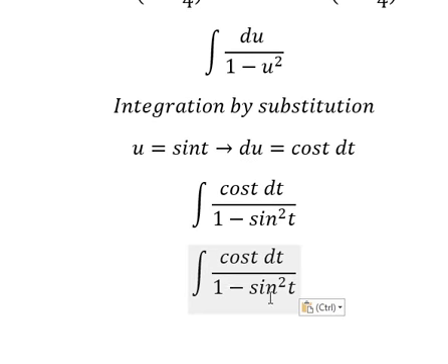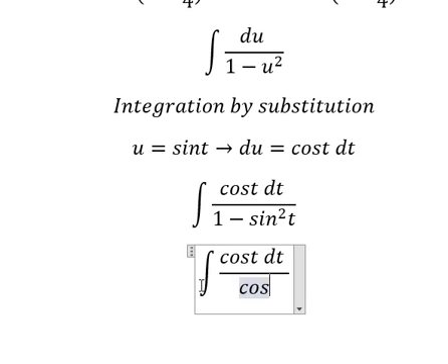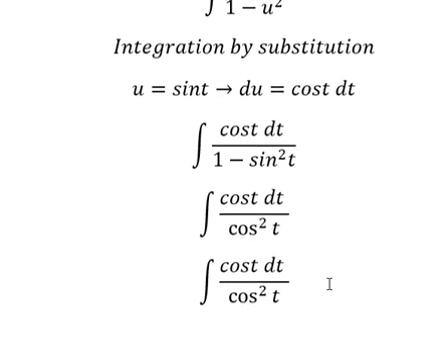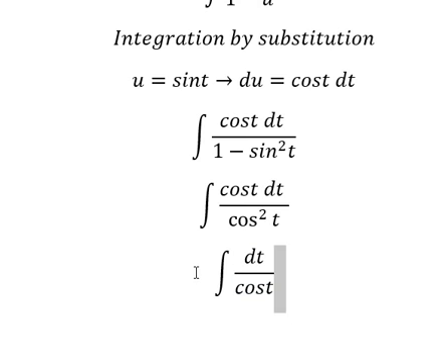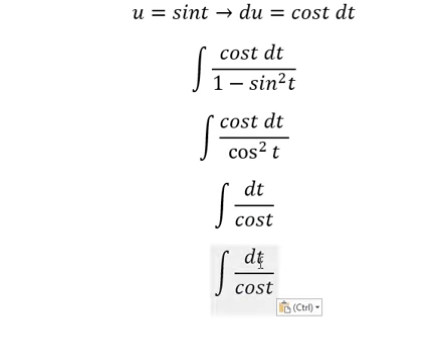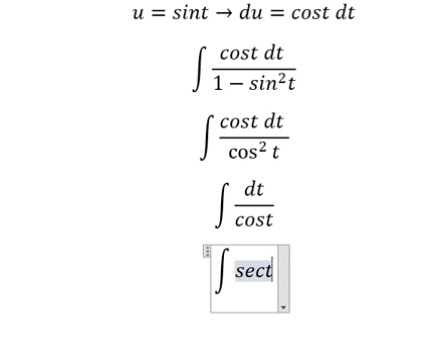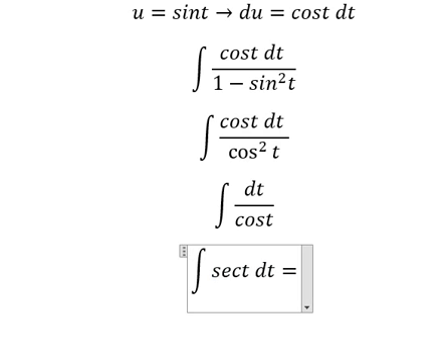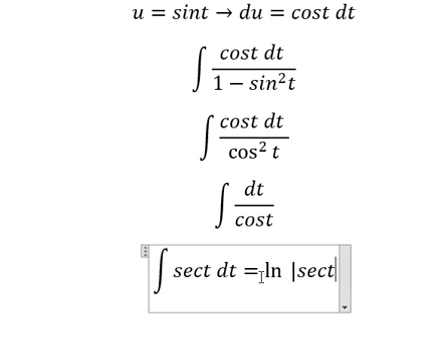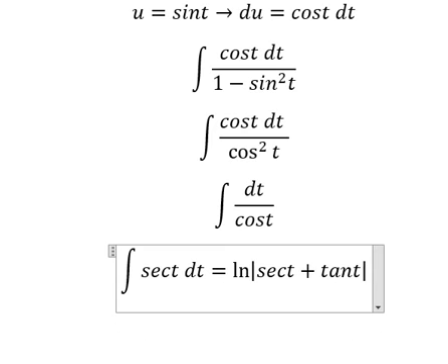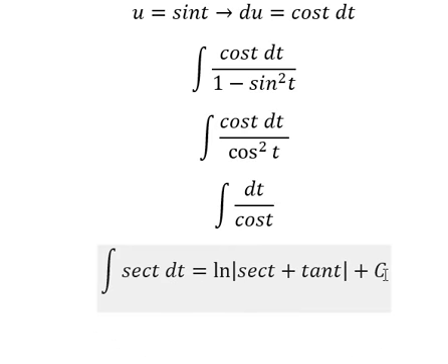Next, 1 minus sin t squared, we have cosine t squared. This is about trigonometric identity. We simplify by cosine t. And this one we have secant of t dt. The integration of this one, we have ln of the absolute value of secant of t plus tan t, and we put c, that is the constant.